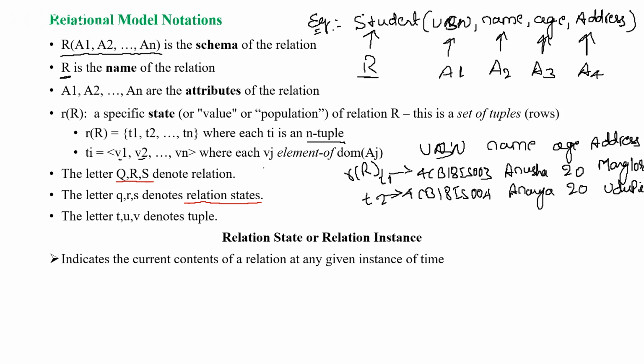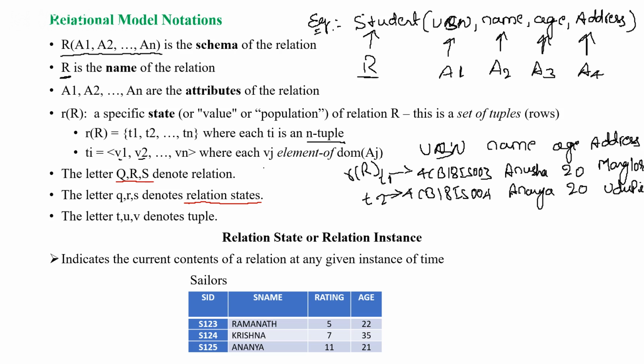So what is meant by a relation state or relation instance? The relation state indicates the current content of a relation at any given instance of time. We call it a relation state. For example, in the figure, this is a Sailors relation. In this relation, we have attributes like SID, SNAME, rating, and age, and each attribute has a set of values. Those sets of values together we call a relation state.